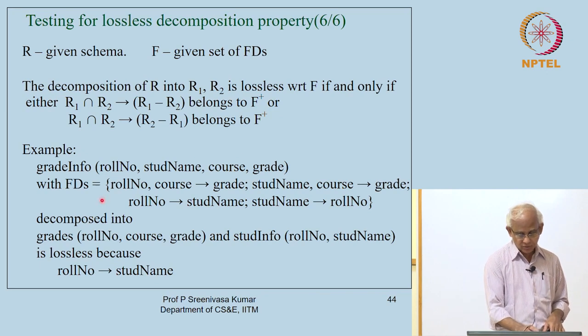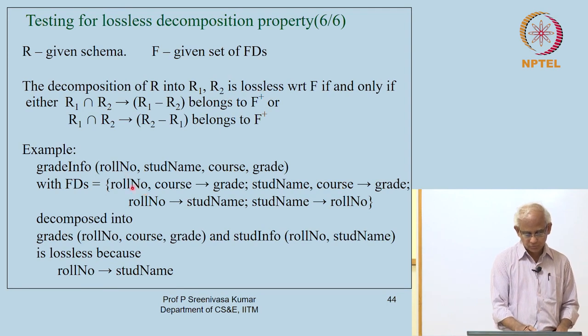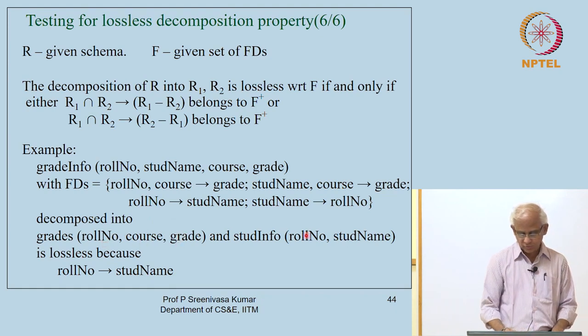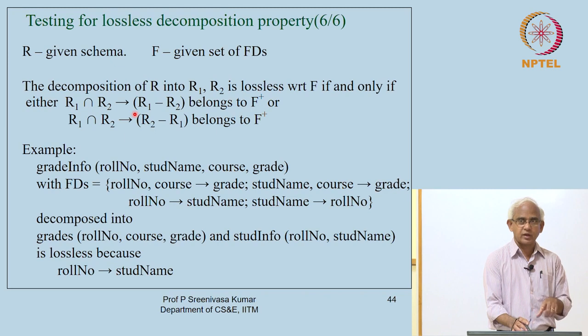So, for example, our decomposition of grade info into roll number, course grade and roll number, student name is indeed lossless, because the common attribute between these two is roll number, and roll number determines student name, which is R2 minus R1. And I urge you to check this condition on the example that I gave you, which has ABC and then it had spurious tuples. Okay.